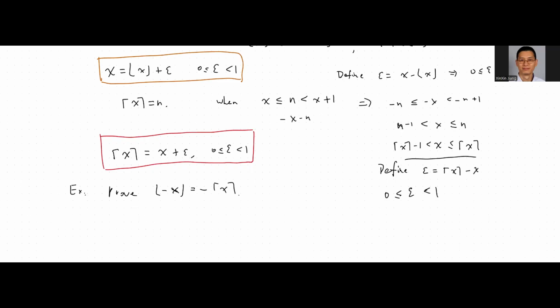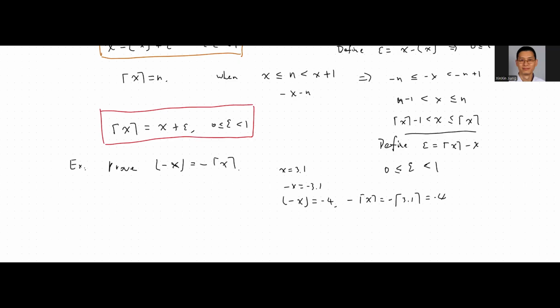You can check a couple of examples, say when x equals 3.1, so negative x equals negative 3.1. So the floor of negative x would be equal to negative 4, and negative of the ceiling of x is negative of the ceiling of 3.1, which is 4, so it's negative 4. Okay. But again, examples are not a proof, so we really need to prove it in the general situation.